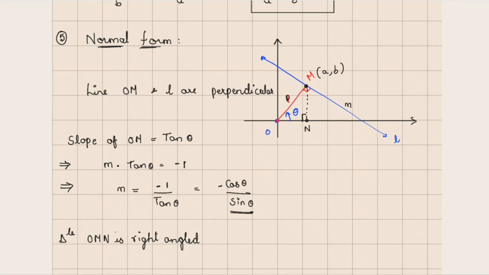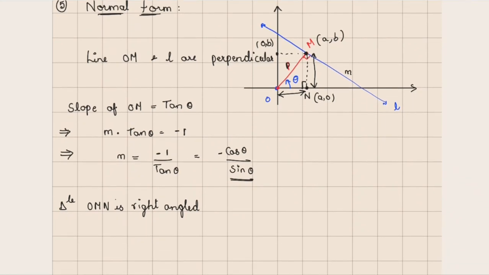What is A here? It is nothing but the length of ON. What is B here? It is nothing but the length of MN. We have seen why: if you draw a perpendicular to the x-axis, the N coordinates will be (A, 0), and if you draw a perpendicular to the y-axis, the coordinates on the y-axis will be (0, B). So the M coordinates are (A, B), and N coordinates will be (A, 0). So we need to find A and B.